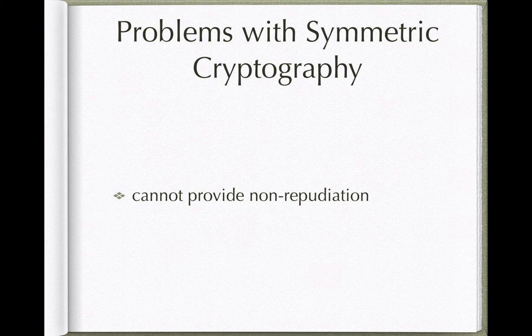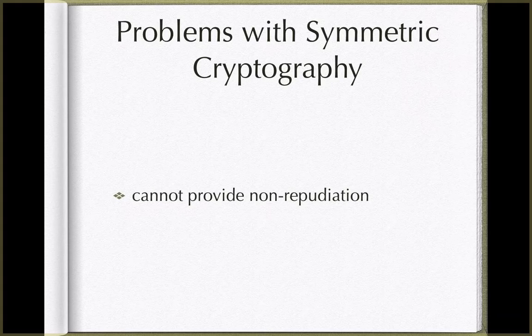The other problem with symmetric key cryptography is it cannot provide what is called non-repudiation. If you remember my earlier episode, I already told what is meant by non-repudiation. That is, if Alice wants to send a message to Bob, after sending the message, Alice won't be able to deny that she sent the message. That's what we mean by non-repudiation.